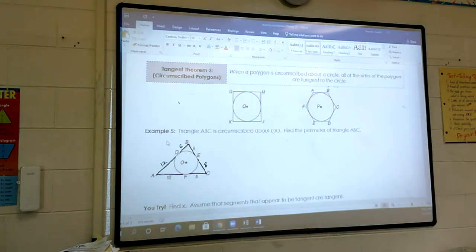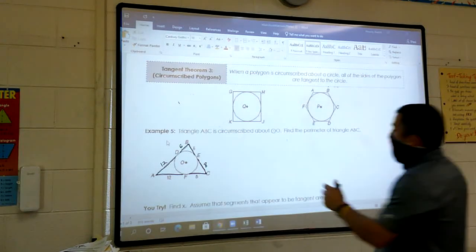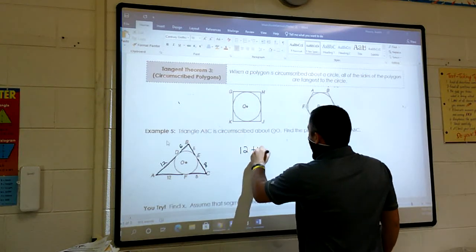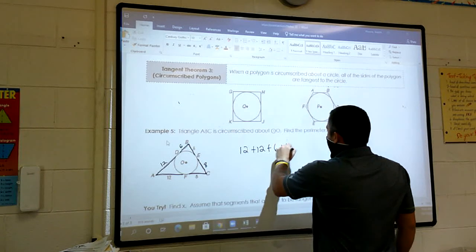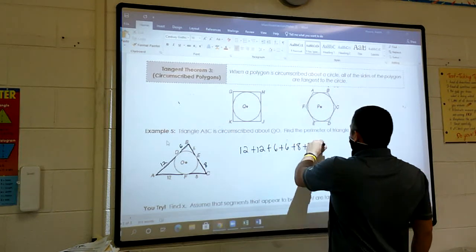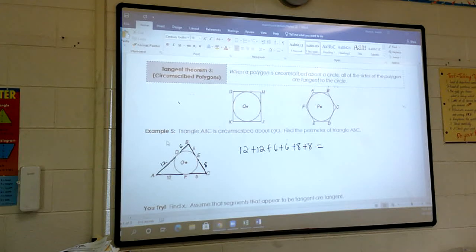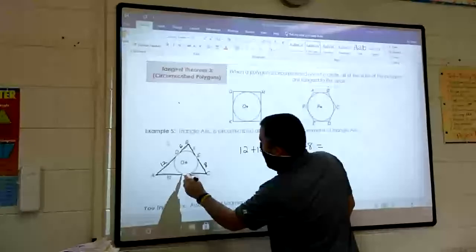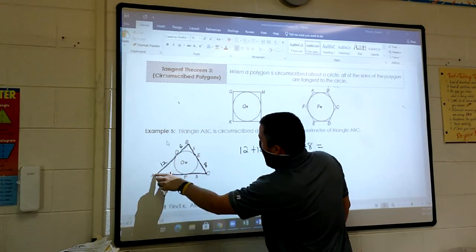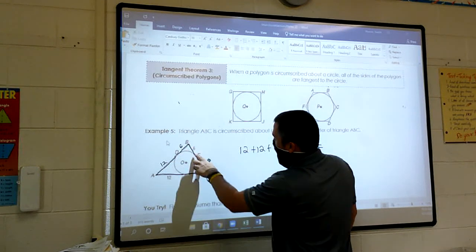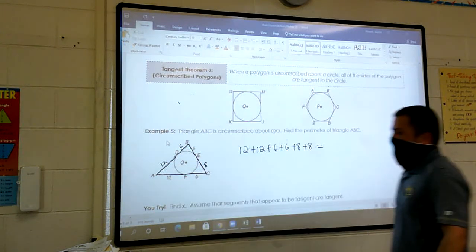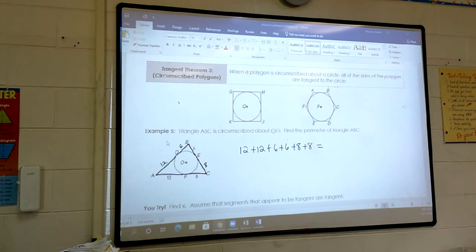At the top of the page, we learned that they had to be equal to each other if they go to the same point, right? So now, if you look at that triangle, we actually have the whole thing. We have 12 plus 12 plus 6 plus 6 plus 8 plus 8. So we have every part of that triangle. This is 12, this is 6, this is 6, this is 8, this is 8, this is 12. So we can find the perimeter of the triangle.